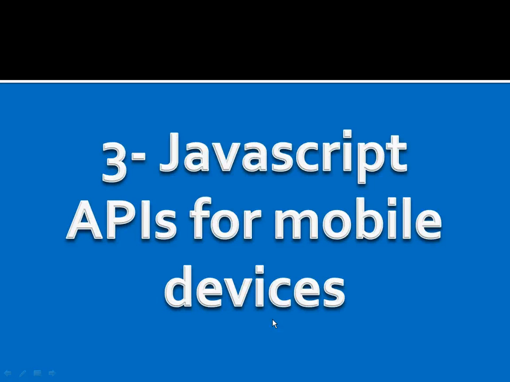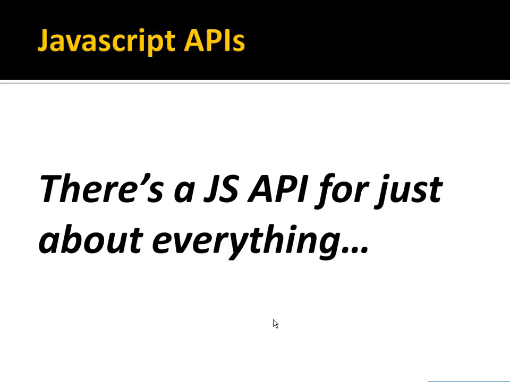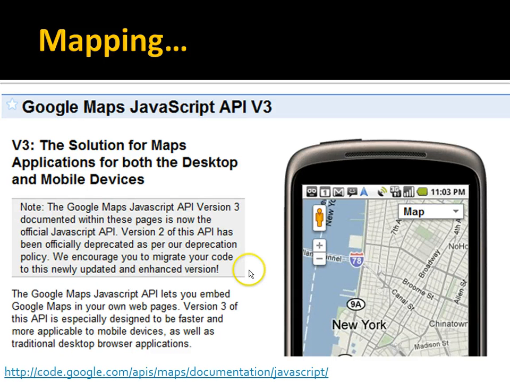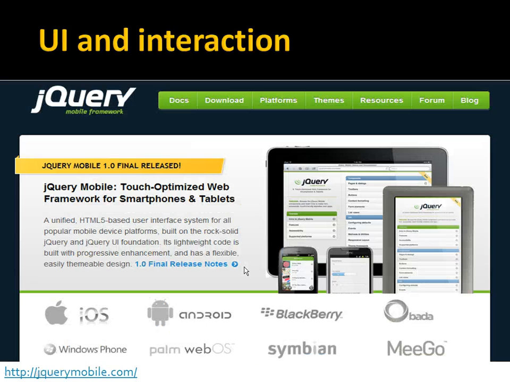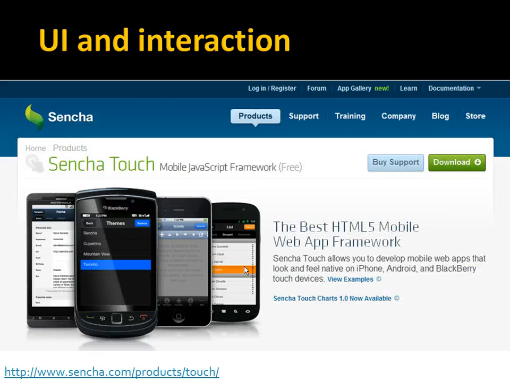Now, we're not going to talk about this too in depth because this is where things get crazy. There's a JavaScript API for just about everything out there in the world. If we look at what's available, we have ones for Google Mapping, we have ones for interaction and user interface, and we have other ones for interaction and user interface.